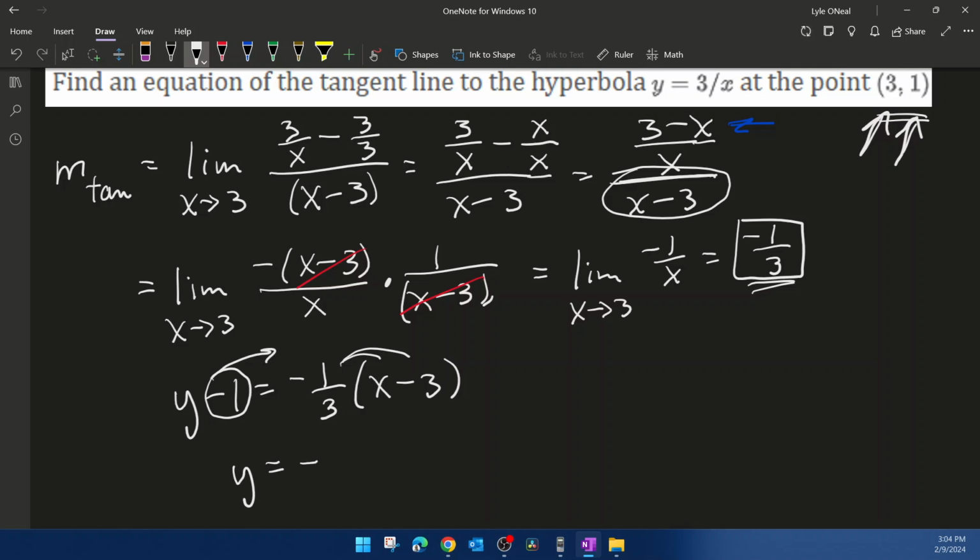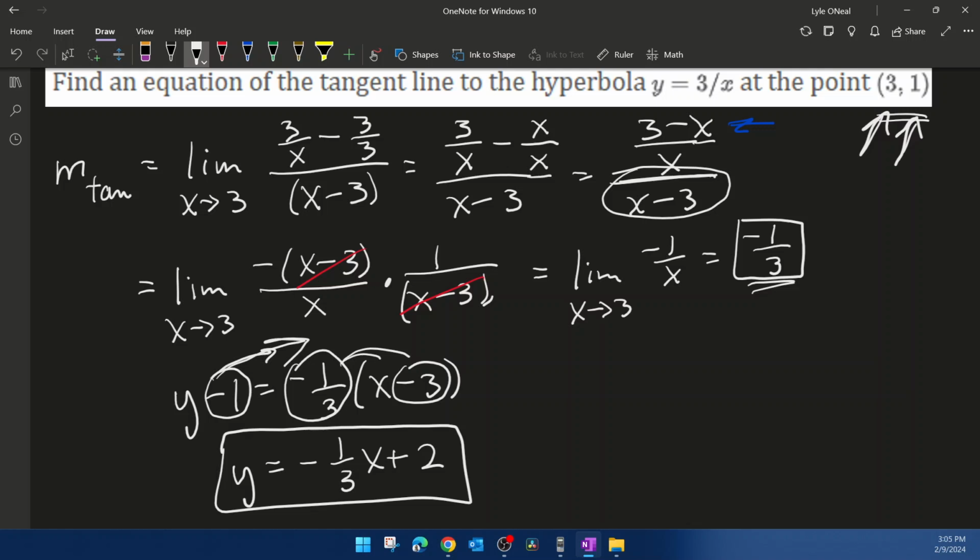Y equals negative 1/3 x, negative 1/3 times negative 3 is plus 1. The negative 1 coming over also makes plus 1, CLT, which means combine like terms, giving us plus 2. And we're done. That is now the equation of the tangent line to this curve at this point.